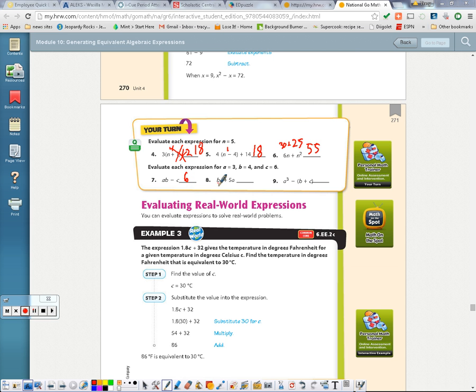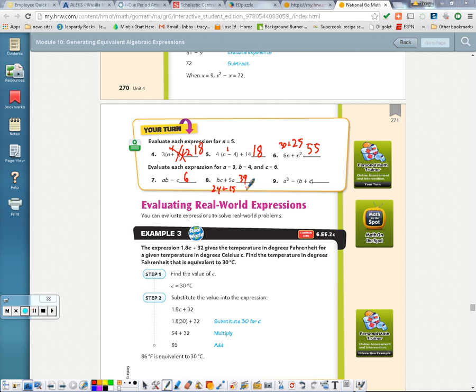For number 8, we have b times c plus 5 times a. B times c is 4 times 6, which is 24. 5 times a is 15. 24 plus 15 is 39.